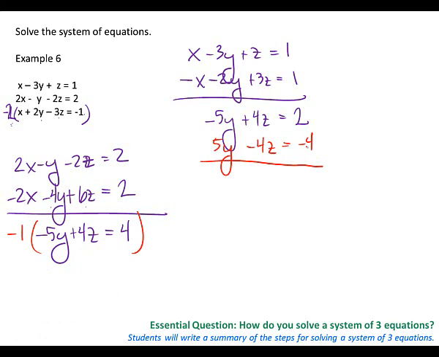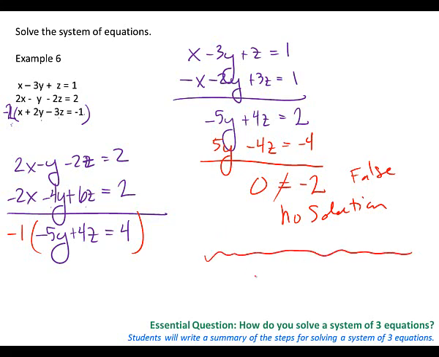What's negative 5y and 5y? 0. What's 4z and negative 4z? 0. 2 and negative 4. Do you see how we got a false statement? Yeah. This is a false statement. When it's a false statement, there is no solution. This is something that would be good to add into the left-hand column, right? False statement is no solution.